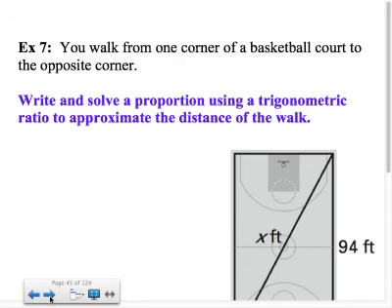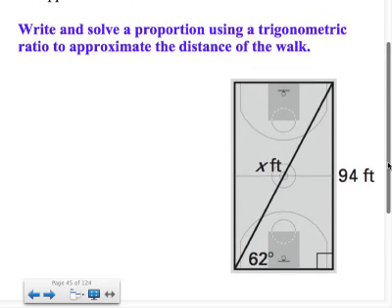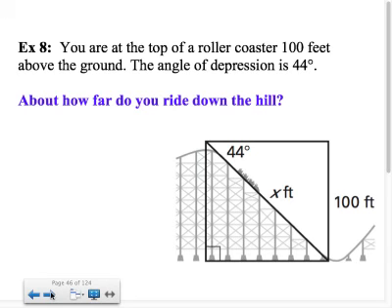In example 7, they're fortunate enough they draw a diagram for you. It says you walk from one corner of a basketball court to the opposite corner. Write and solve a proportion using a trigonometric ratio to approximate the distance of the walk. All right, so again, they've done you a favor here, and I'm going to actually let you guys work through this one. Here's your angle. You know that side. You want to know this side. Solve for x. You guys should be able to do that by now.